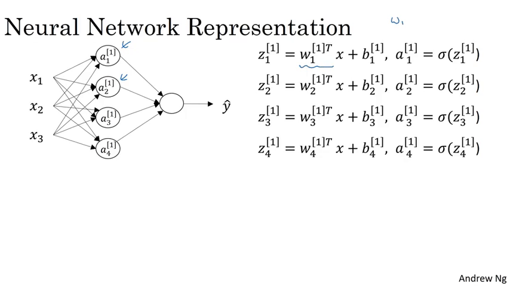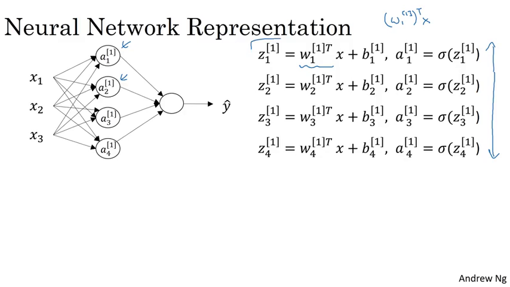This is the vector w^[1]_1, this is a vector transpose times x. Okay, so that's what the superscript T there represents, a vector transpose. Now, as you might have guessed, if you're actually implementing a neural network, doing this with a for loop seems really inefficient. So what we're going to do is take these four equations and vectorize them.